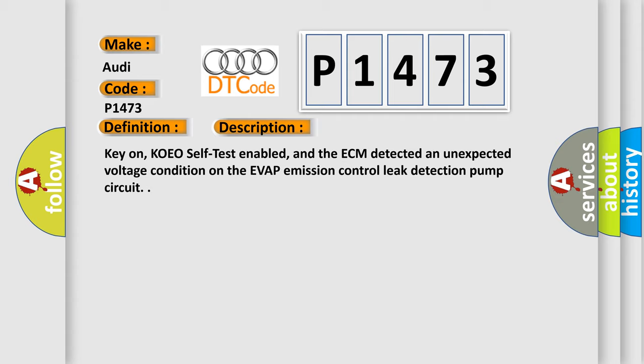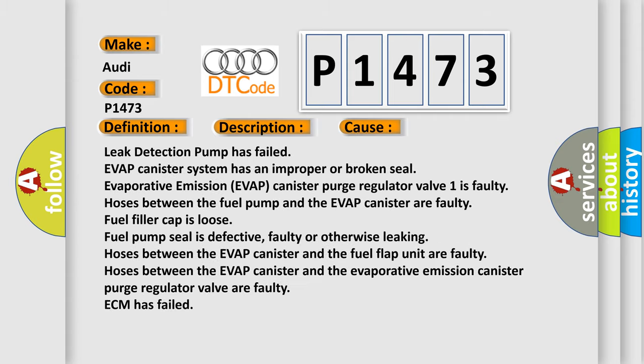This diagnostic error occurs most often in these cases: leak detection pump has failed, EVAP canister system has an improper or broken seal, evaporative emission, EVAP canister purge regulator valve 1 is faulty, hoses between the fuel pump and the EVAP canister are faulty, fuel filler cap is loose, fuel pump seal is defective, faulty or otherwise leaking, hoses between the EVAP canister and the fuel flap unit are faulty, hoses between the EVAP canister and the evaporative emission canister purge regulator valve are faulty, ECM has failed.